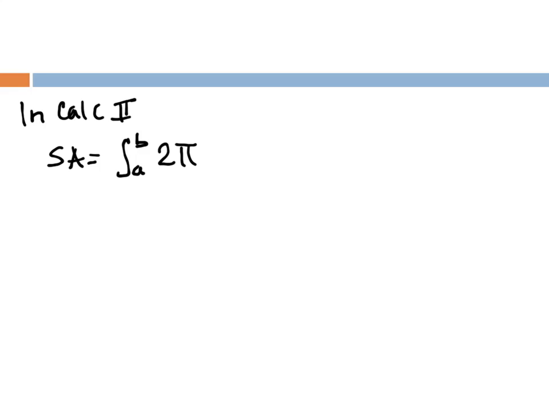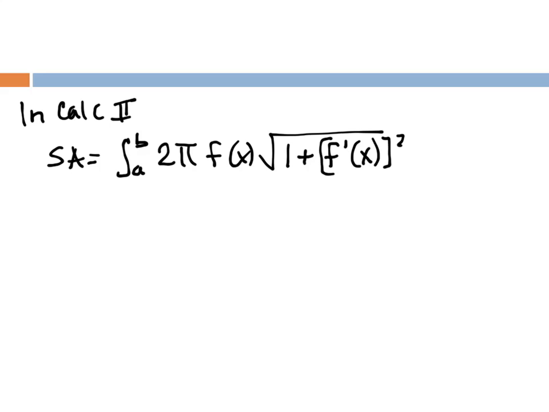So in Calc 2, we had a method for finding the surface area for a solid of revolution, and that formula looked something like this. It was the integral from a to b of 2 pi times the function f of x times the square root of 1 plus f prime of x quantity squared dx. That's what we had from Calc 2 for finding the surface of a solid of revolution, which was a lot easier than finding the volume of the solid of revolution.